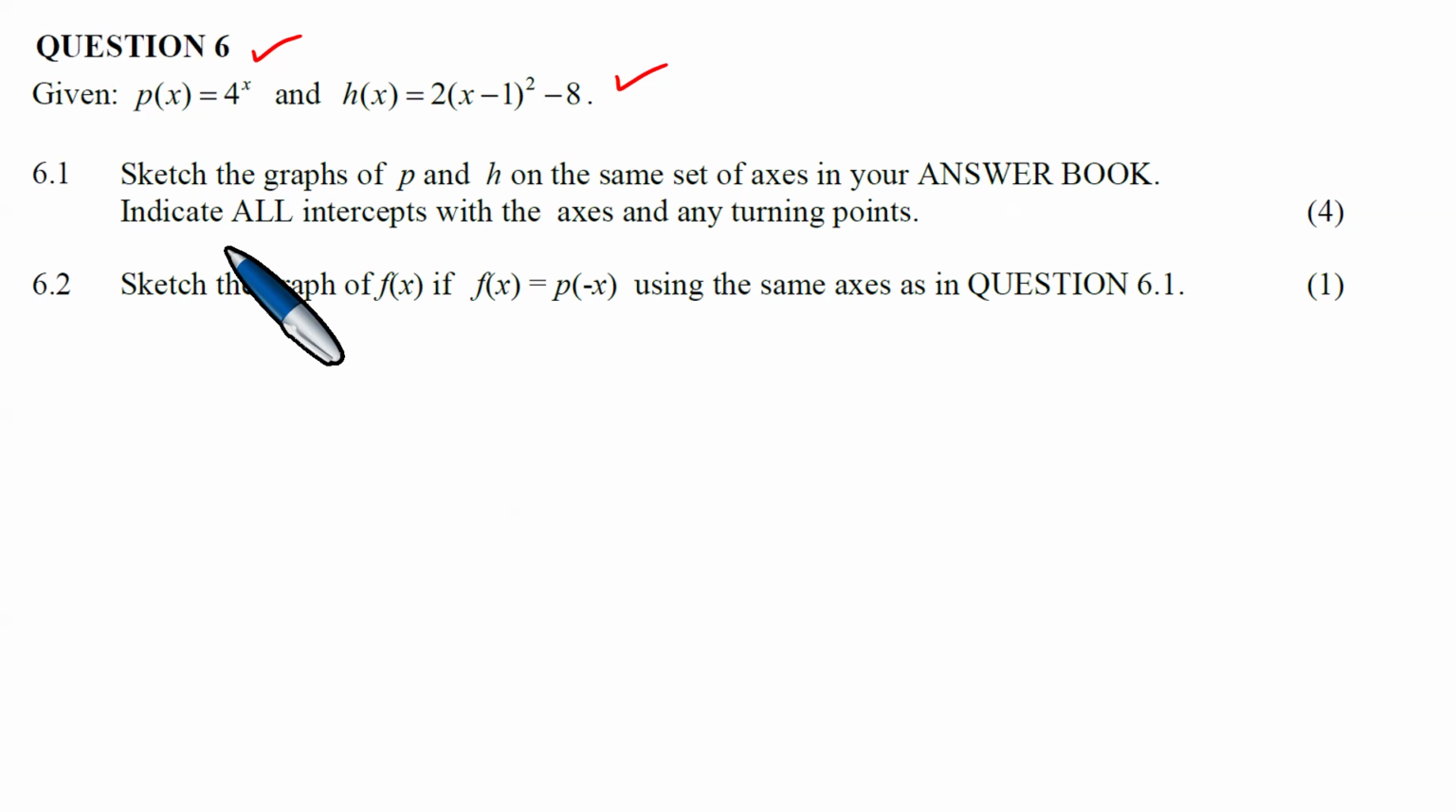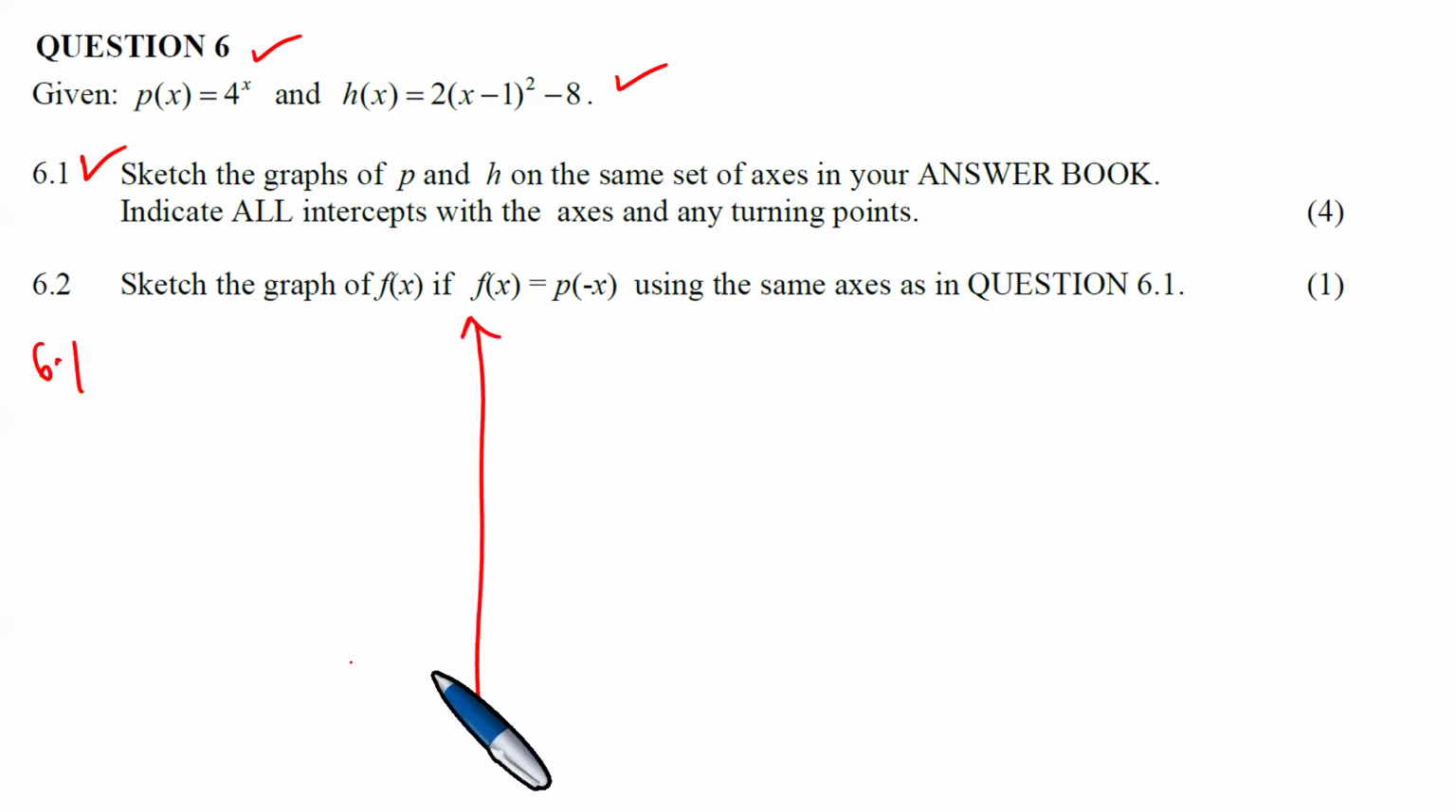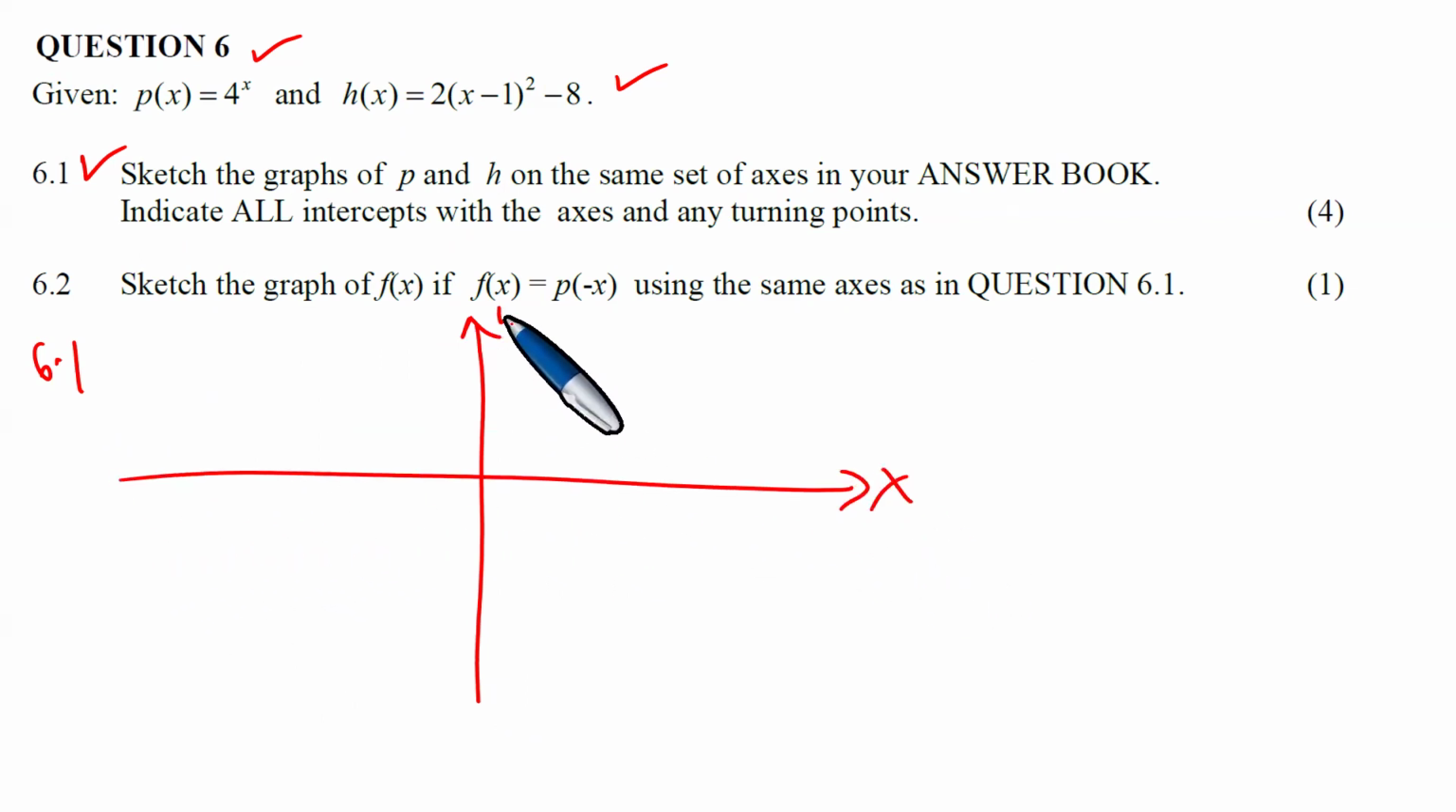So to sketch the graphs of P and H on the same set of axes in your answer book, what do we do? Let us sketch these graphs on the same set of axes, indicating all intercepts with the axes. Very straightforward. Let us sketch quickly. We're going to look at 6.1. Let us draw quick sketches here, like so. This is the x and this is the y.